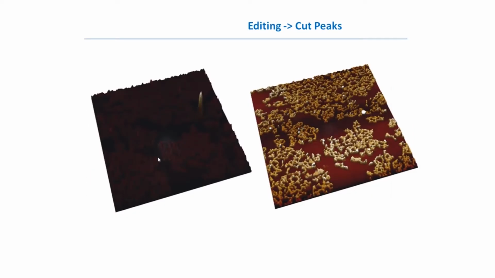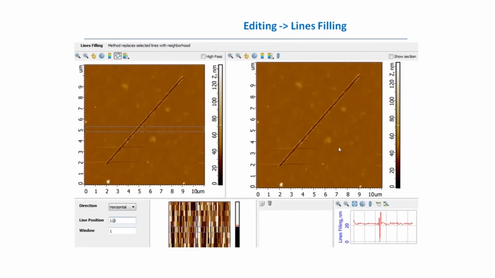And if you look in 3D, from the left side you see this big spike which took most of our color palette. But after applying the cut peaks method, we cut all these big bright points, and finally can see the object of our interest.